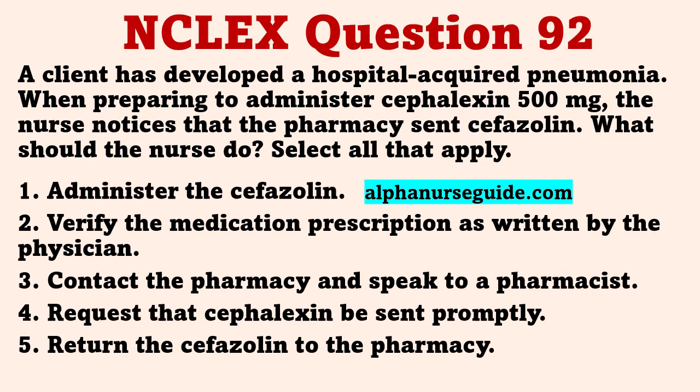A client has developed a hospital-acquired pneumonia. When preparing to administer cephalexin 500 milligrams, the nurse notices that the pharmacy sent cefazolin. What should the nurse do? Select all that apply. 1. Administer the cefazolin. 2. Verify the medication prescription as written by the physician. 3. Contact the pharmacy and speak to a pharmacist. 4. Request that cephalexin be sent promptly. 5. Return the cefazolin to the pharmacy.